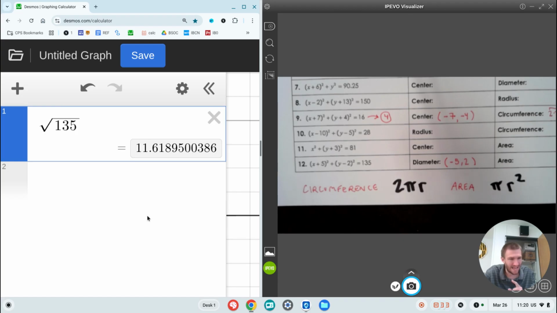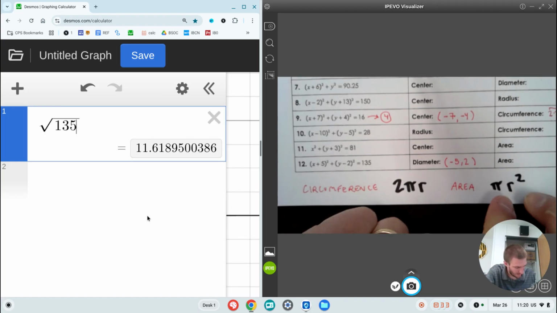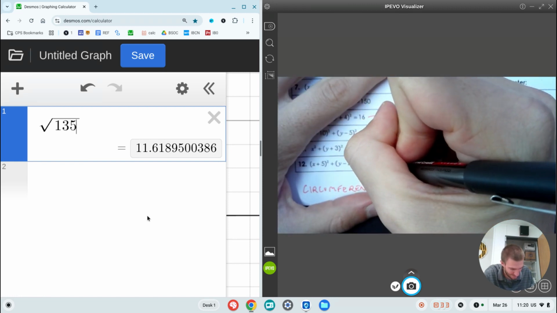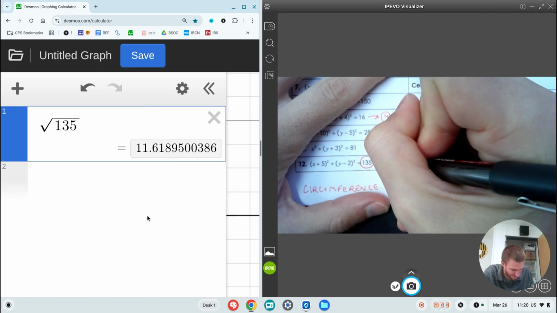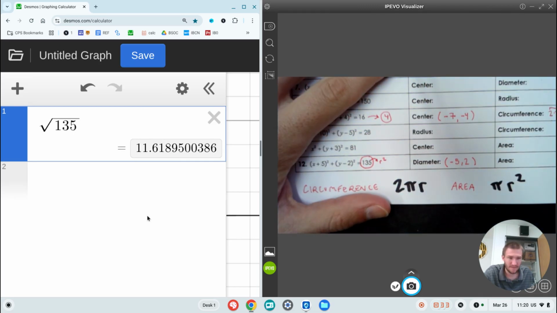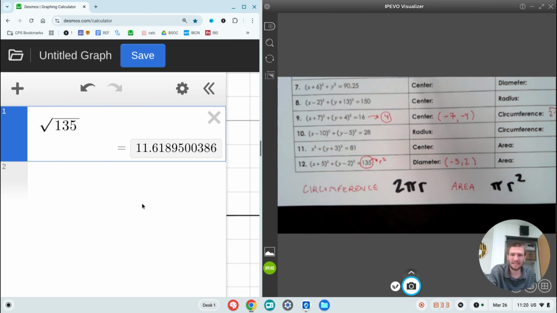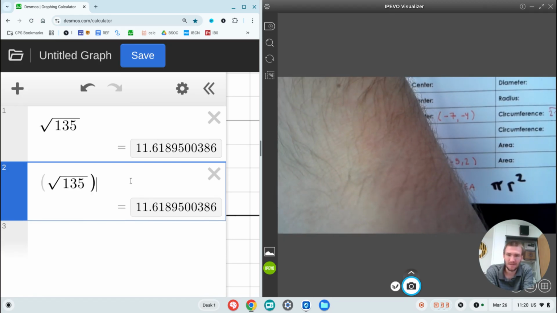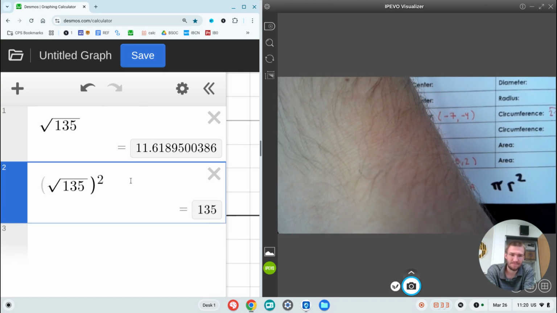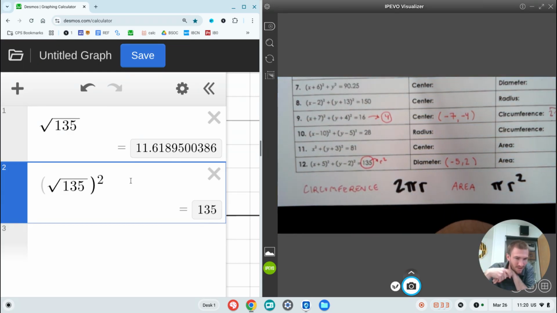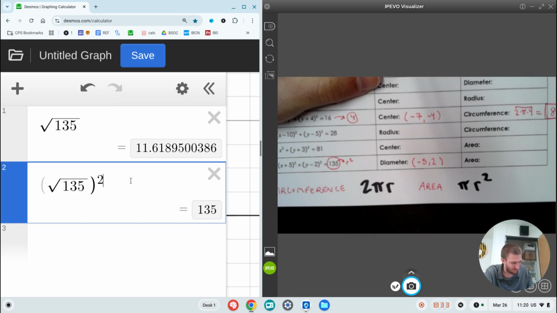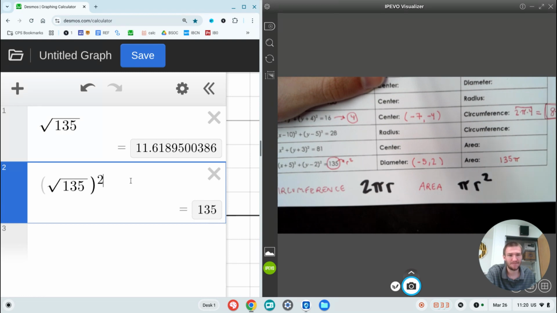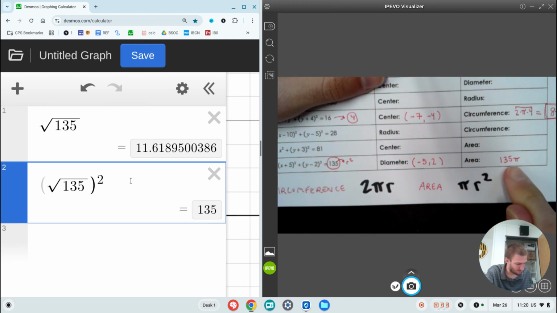Now, again, thinking caps, if we're talking about r squared, remember how we've been circling this and we've been saying that this is r squared? What happens if we take this number, square root 135, and we square it? It goes right back to regular 135. And so the area for this question is 135 pi. We can just take this number and put it here.